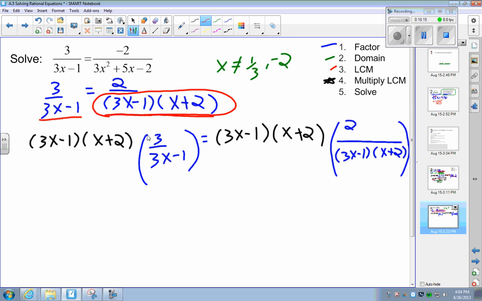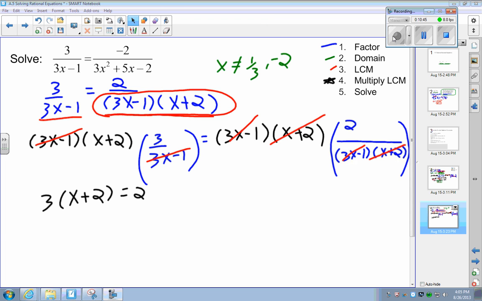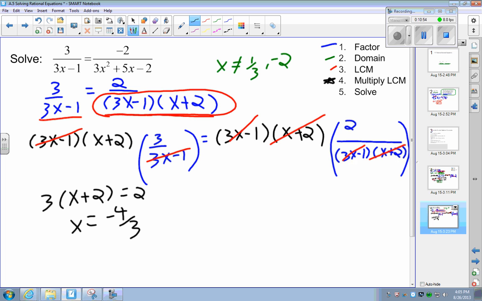So now we just have to multiply in, and right away we can see that these cancel out, and that these are going to cancel out over here. Okay, so now what we have to do is distribute this x plus 2 over to the 3, and so we're going to get 3 times x plus 2 is equal to 2. And so from there, we're going to get x is equal to negative 4 over 3. The way that I got that is I just distributed this 3 over and then got x by itself and solved for it.